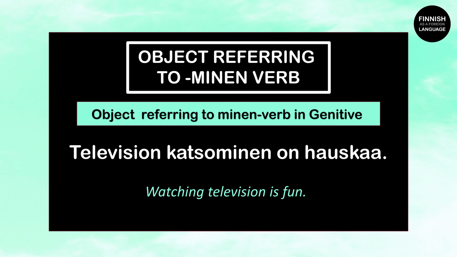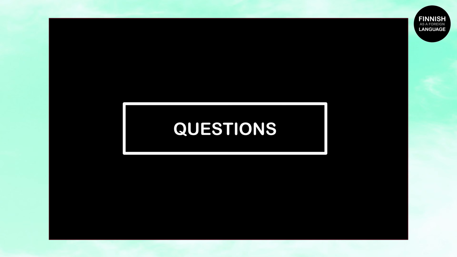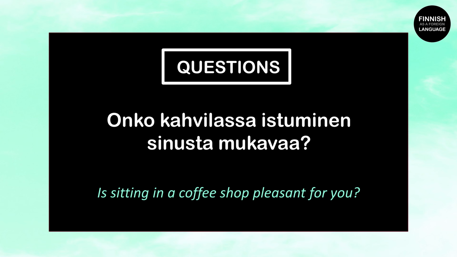Watching television is fun. Now let's learn how to form questions. Here's one example. Onko kahvilassa istuminen sinusta mukavaa? Means, is sitting in a coffee shop pleasant for you? So here we use the minen form because we don't have to change the case in the sentence.